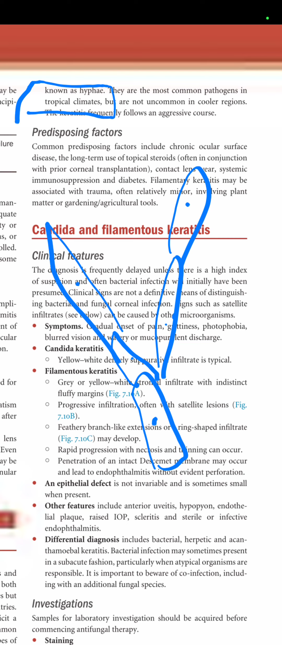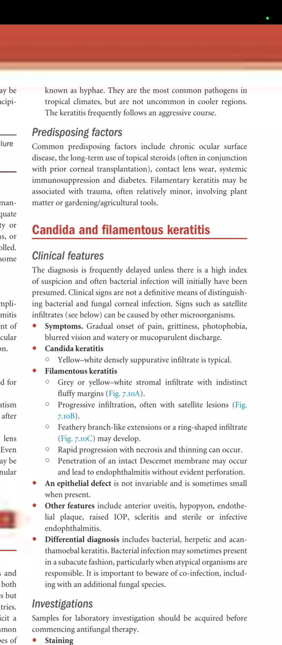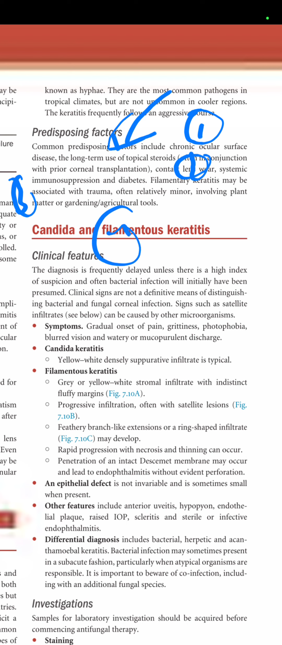So, what are the predisposing factors for fungal keratitis? The common predisposing factors include chronic ocular surface disease, the long-term use of a topical steroid, often in conjunction with a prior corneal transplantation, contact lens wear, systemic immunosuppression, and diabetes. Few are very common, like chronic ocular surface disease, contact lens wear, diabetes and immunosuppression. But the long-term use of topical steroid is very important. The steroid increases the development of fungi.